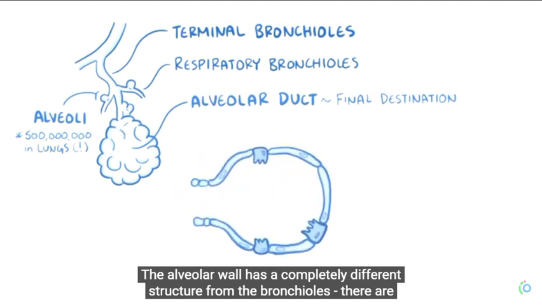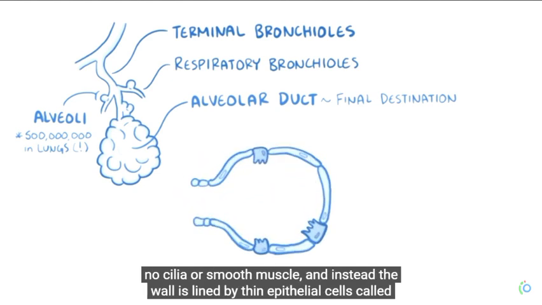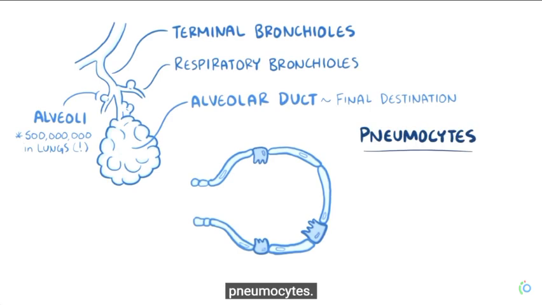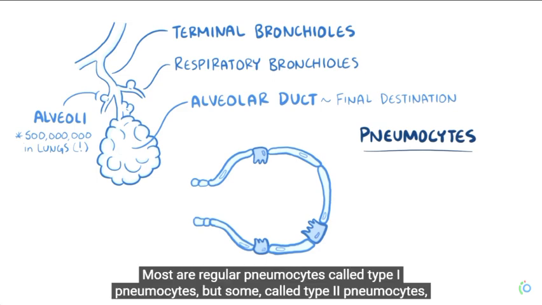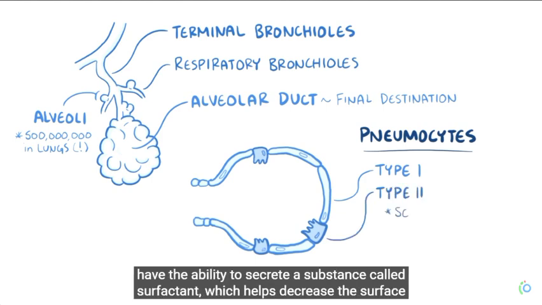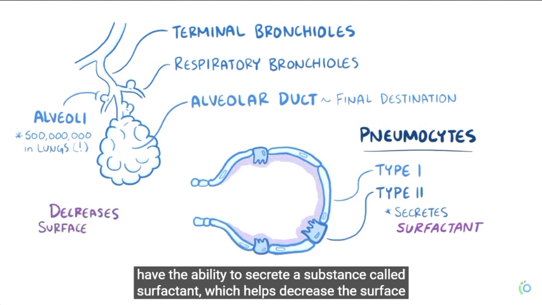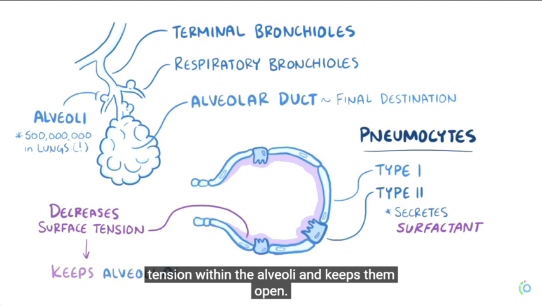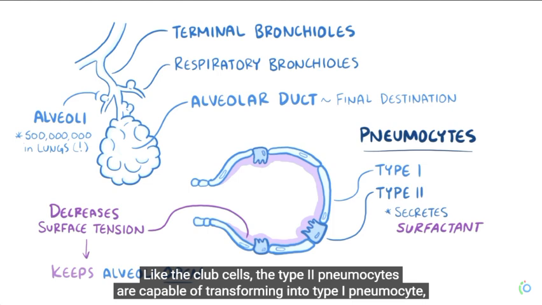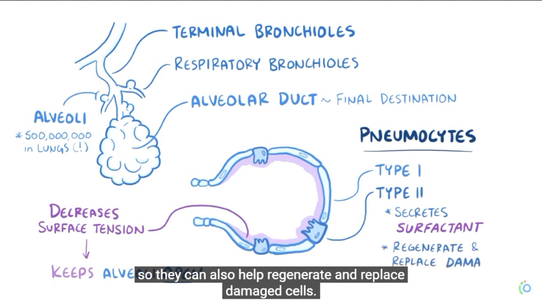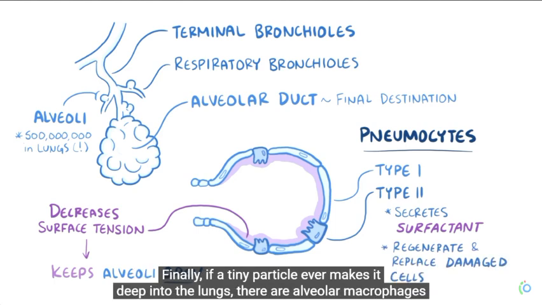The alveoli wall has a completely different structure from the bronchioles. There are no cilia or smooth muscles, and instead the wall is lined by thin epithelial cells called pneumocytes. Most are regular pneumocytes called type 1 pneumocytes, but some called type 2 pneumocytes have the ability to secrete a substance called surfactant, which helps decrease the surface tension within the alveoli and keeps them open. Like the club cells, the type 2 pneumocytes are capable of transforming into type 1 pneumocytes so that they can help regenerate and replace damaged cells.